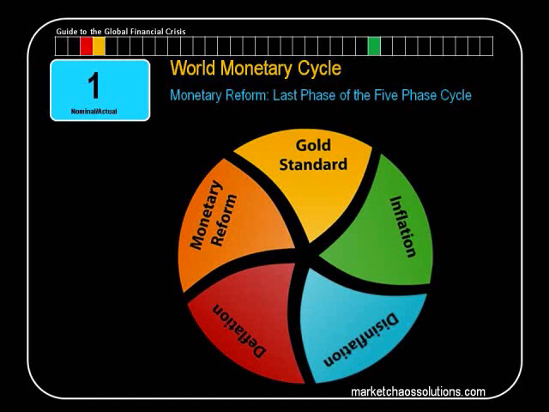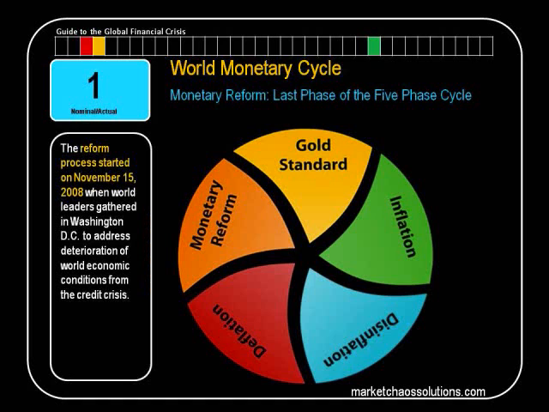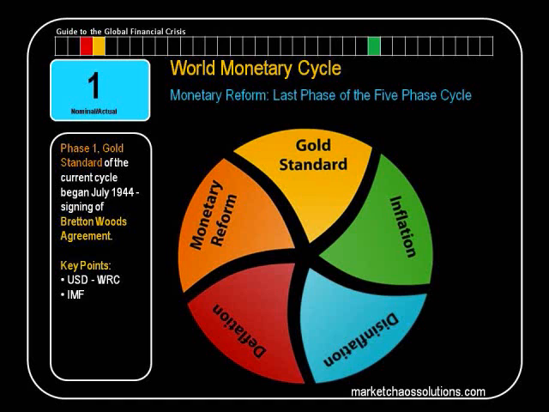The reform process started on November 15, 2008, when world leaders gathered in Washington, D.C. to address deterioration of world economic conditions from the credit crisis. Phase 1 gold standard of the current cycle began July 1944 with the signing of the Bretton Woods Agreement. 2 key points to make: the U.S. dollar became the world reserve currency and the International Monetary Fund was established.